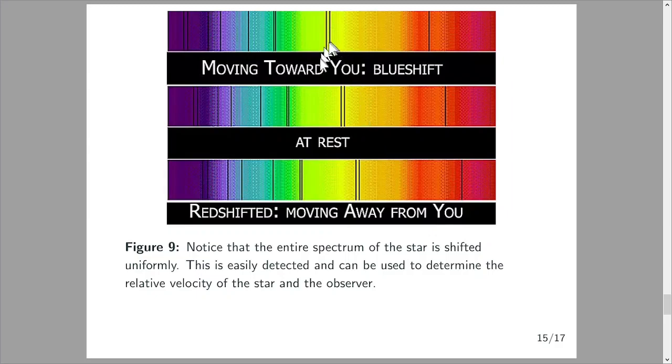And then by looking at the amount of shift, it tells us its relative speed, how fast it's going relative to us. It really just talks about its forward or away direction. We call it the relative velocity.